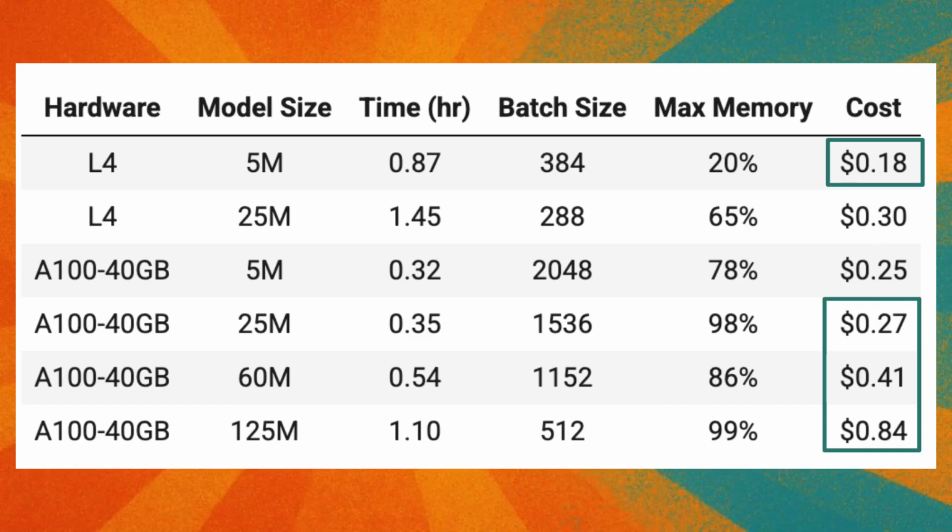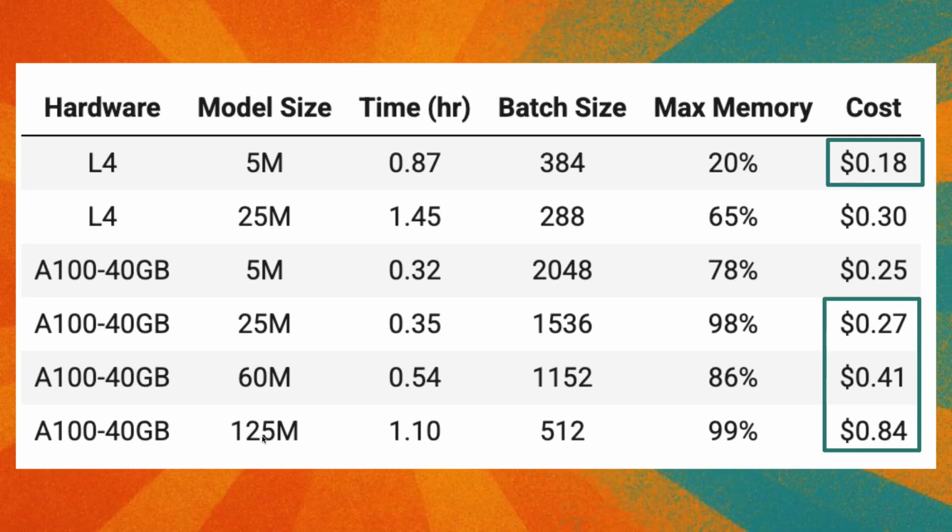So in, let's say, a 40 or 50 epoch run, I would save a couple dollars on that. So not really a big deal. I think for the 25 million, I might go either way with the L4 or the A100.